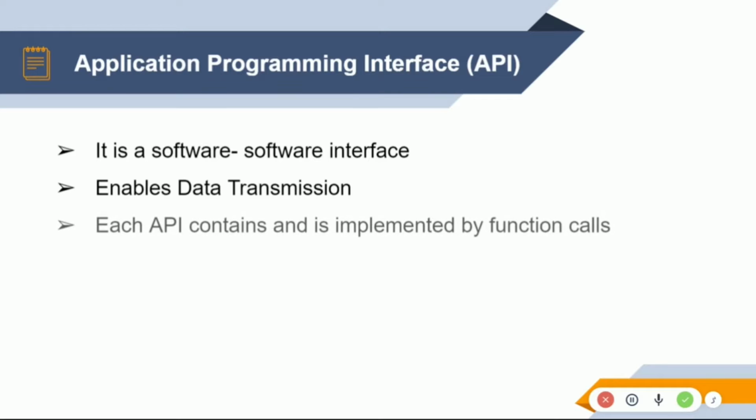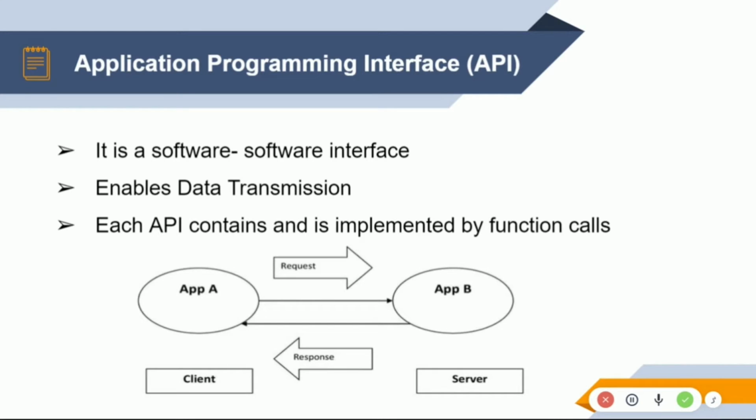Each API contains a set of function calls, and they are implemented using function calls where one software or website calls the function of another website and gets its output or response that can be displayed or used by the first software or website. You might be thinking, what is a function call? A function call is nothing but a language statement that requests software to perform a particular action or service.